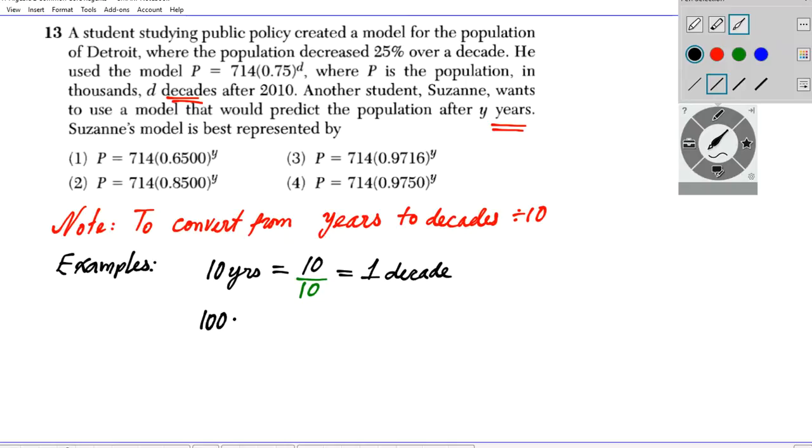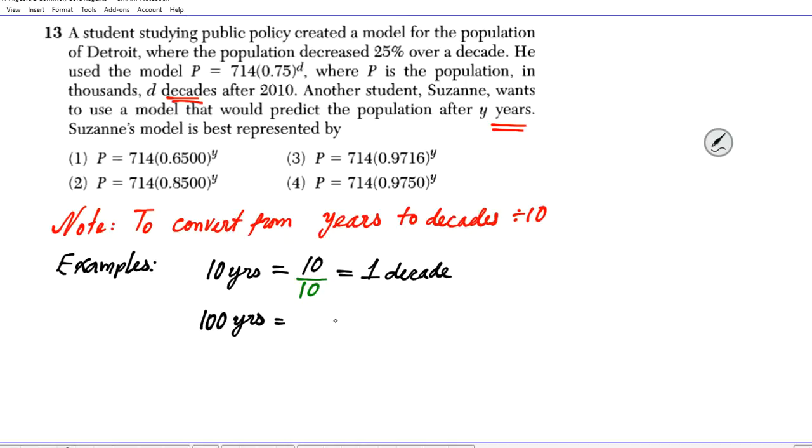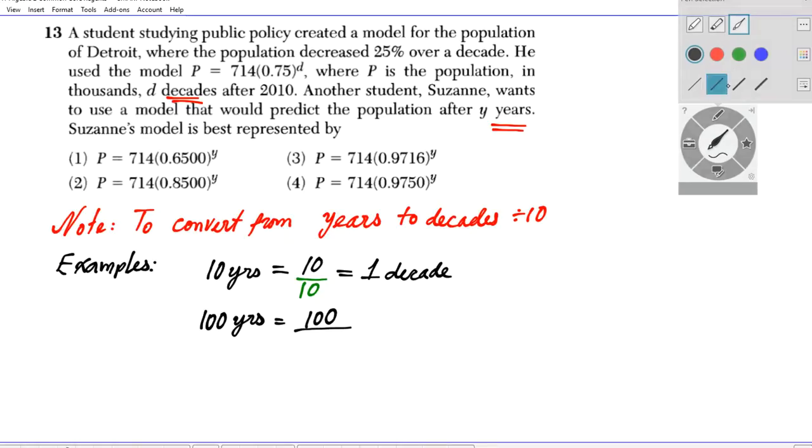Okay, let's take another example. How many decades is 100 years? You take 100 and you divide it by 10. 100 divided by 10, you get a result of 10. 100 years is 10 decades. If you're going from decades to years, you multiply by 10, or you do the inverse.